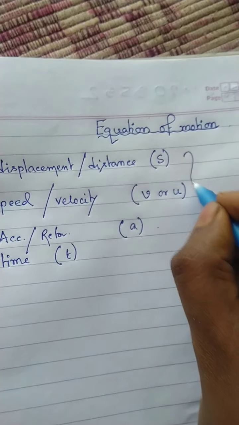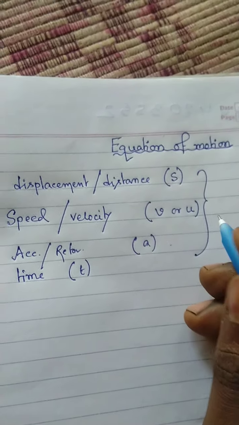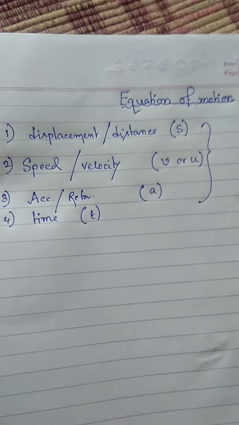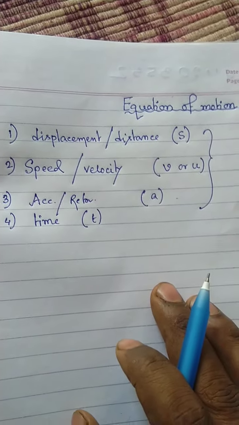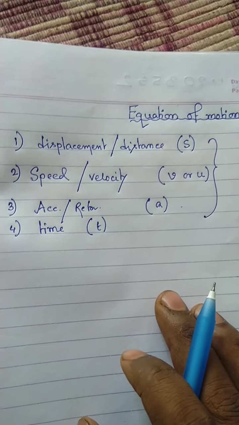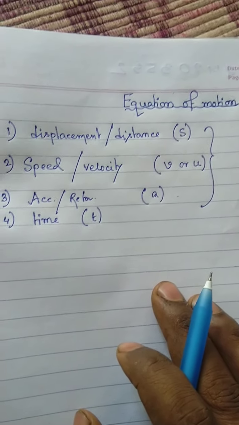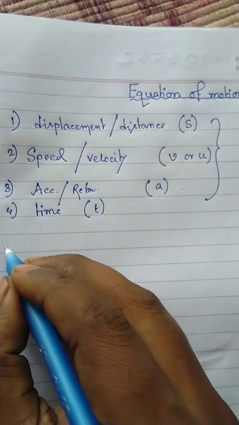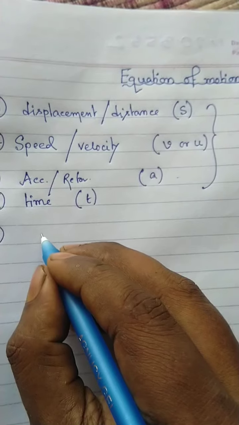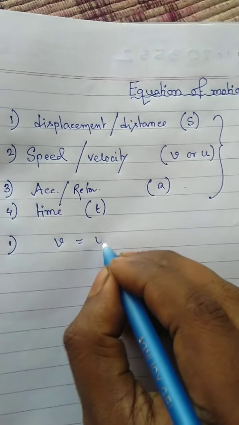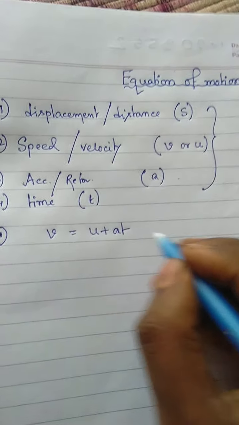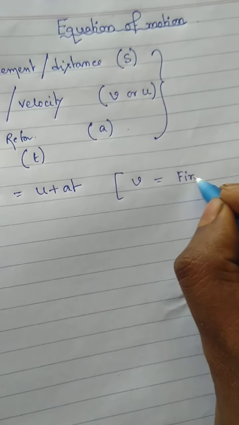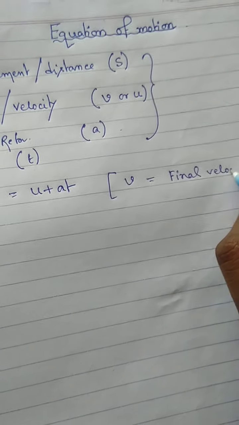So we require the intermediate relationships between these quantities. The relationships between those quantities are termed as equations of motion. There are different kinds of equations of motion, but mostly we have to deal with those equations which I am writing now. Number 1 is V equal to U plus AT. This is the first equation of motion, where V is called the final velocity attained by the body, final velocity.